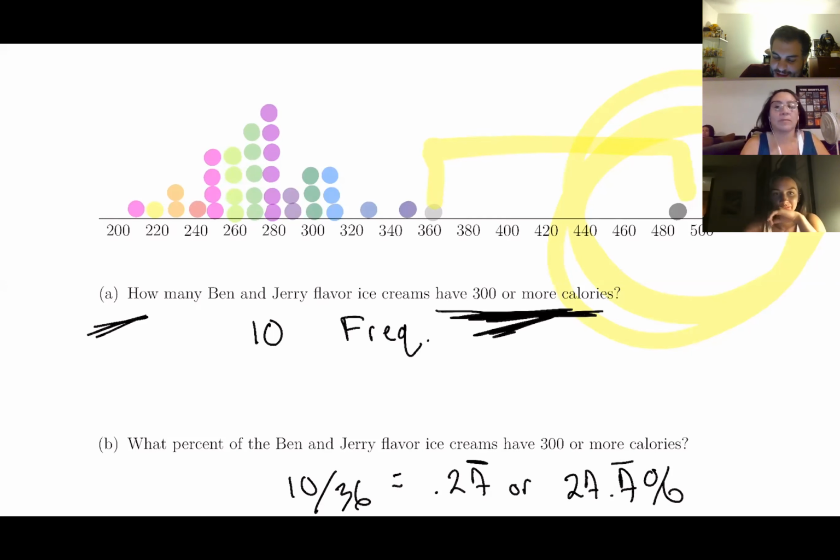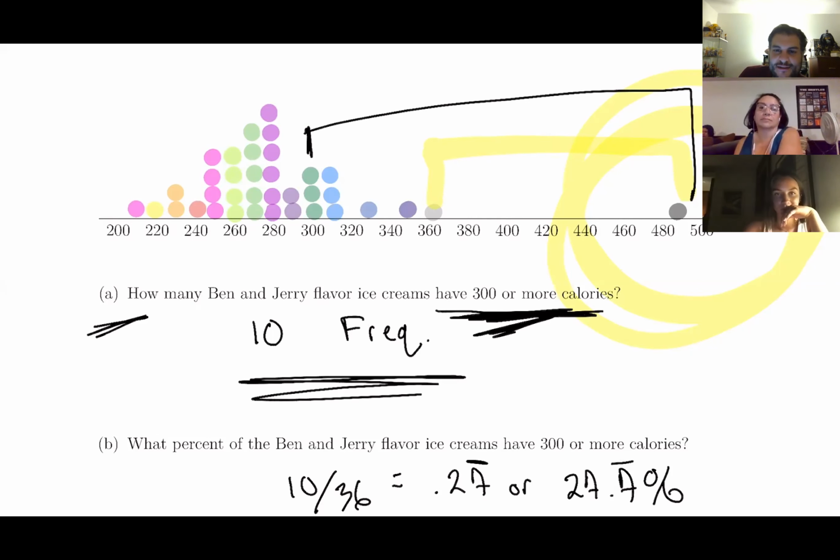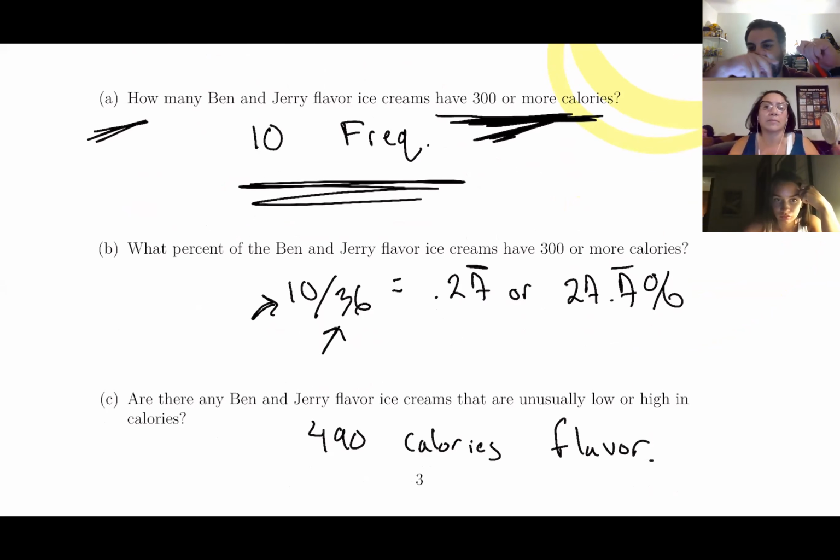Well, we said it was all of these, so we say a frequency of 10. Or if I asked you to find the percentage of ice cream that had 300 or more calories, we did 10 divided by 36. So that's what I mean about the dot plot. You should know how to construct it, but also how to read it.